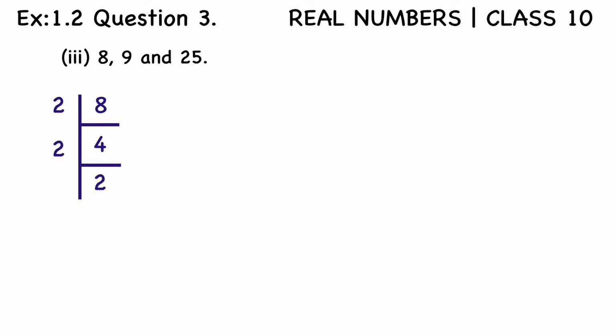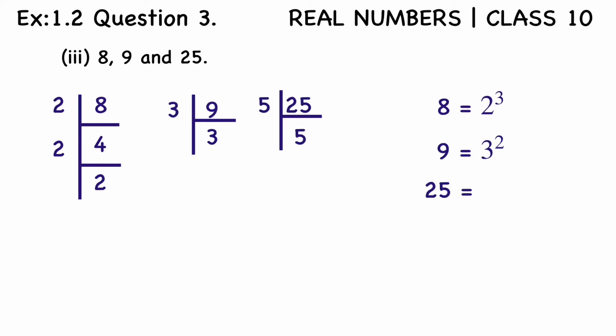So let's move on to the next question. We have 8, 9 and 25. You know 8 is 2 raised to 3. So 8 by 2 is 4 and 4 by 2 is 2. So we have 8 is equal to 2 raised to 3 or 2 cube. 9 you know it's 3 square and 25 is 5 square. So we have the factors here. So let's find the HCF. You know there are no other common factors except 1 for all the three numbers. So your HCF is 1.